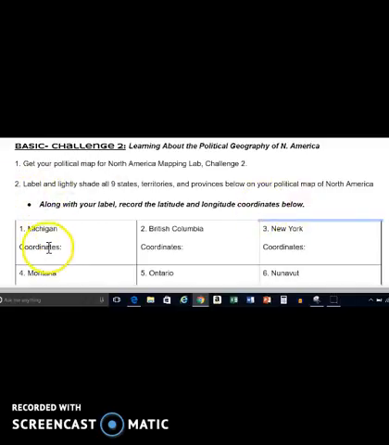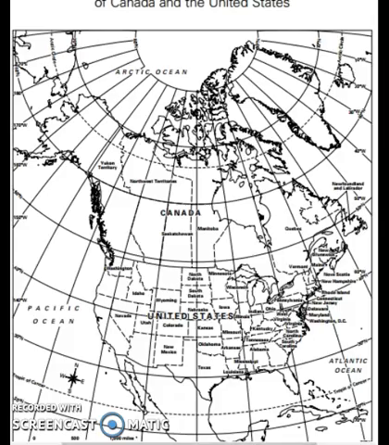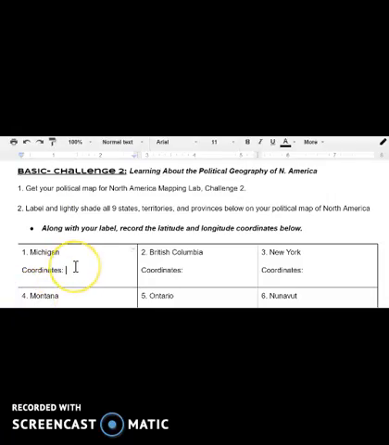So on my map, I'm going to find Michigan. So here I will label and shade Michigan. Okay, so I'm shading and then I also need to label it. And then I will go back to this sheet and I will add the coordinates 45 degrees north and about 85 degrees west. So there are my coordinates for Michigan. So this challenge too, you're going to be using both your map and this sheet.